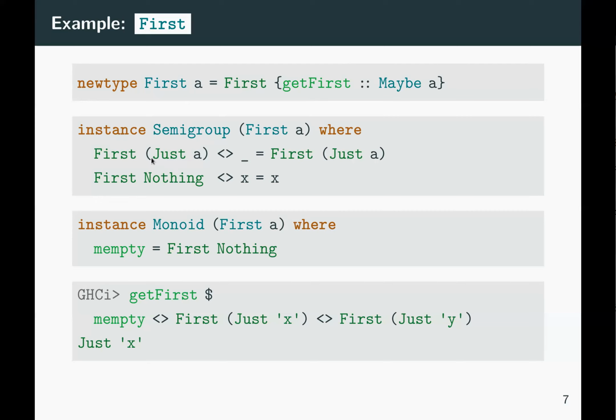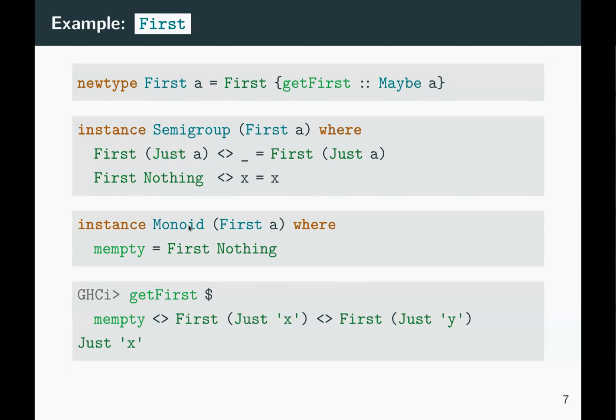So the rule is, if you compose one Maybe diamond another Maybe, if the first one is a Just, you just take that first one. And if the first one is Nothing, you take the second one. We had this example, if you remember, with phone numbers, where there was a cell phone number and a landline, and we want to get the cell phone number if it exists, but as a fallback, the landline. And there we used First.